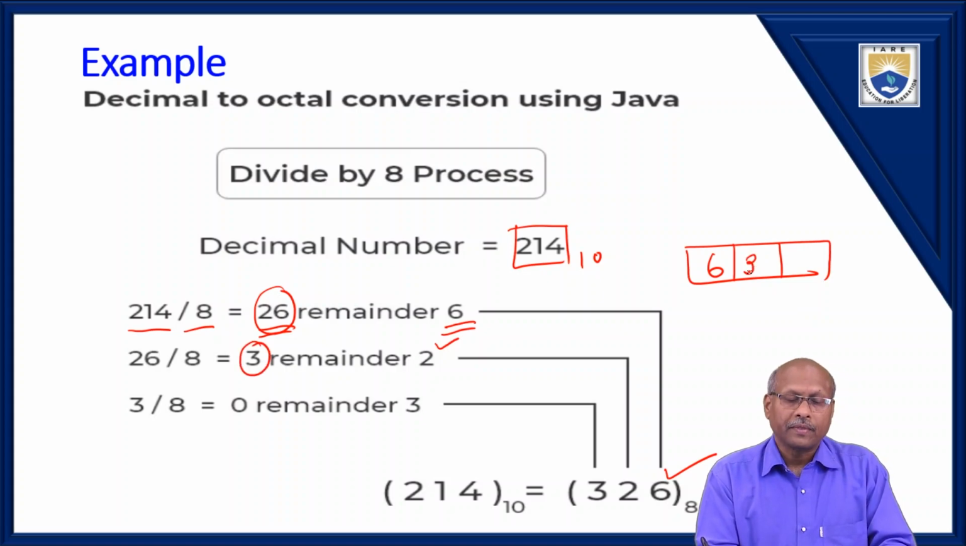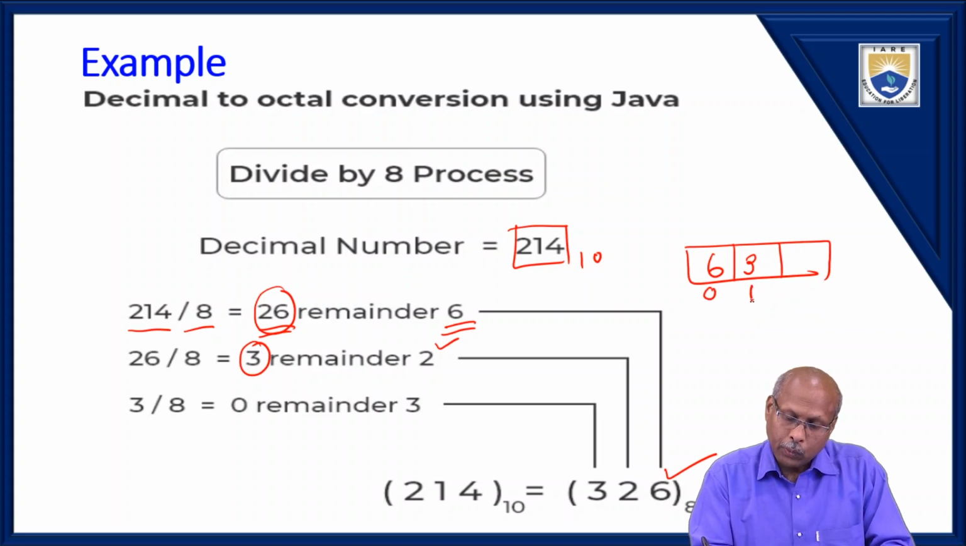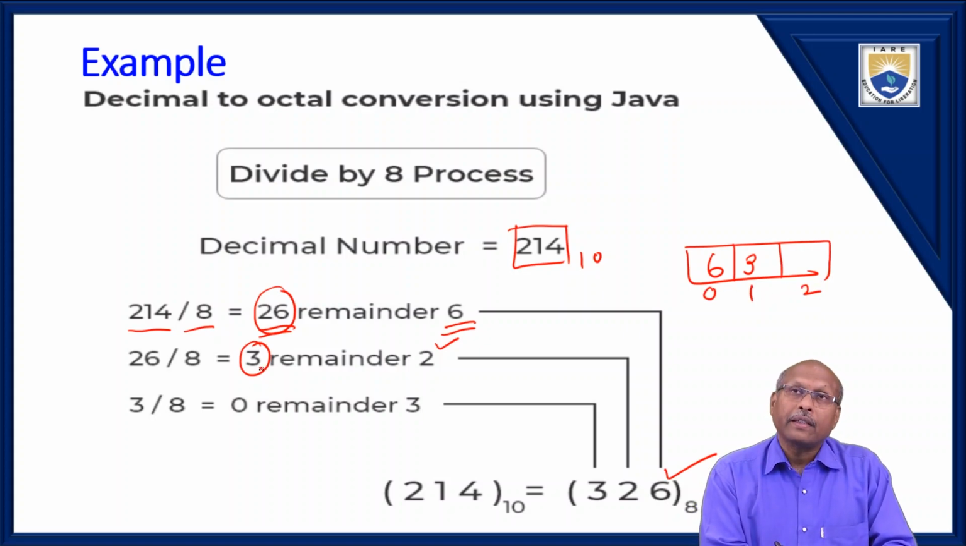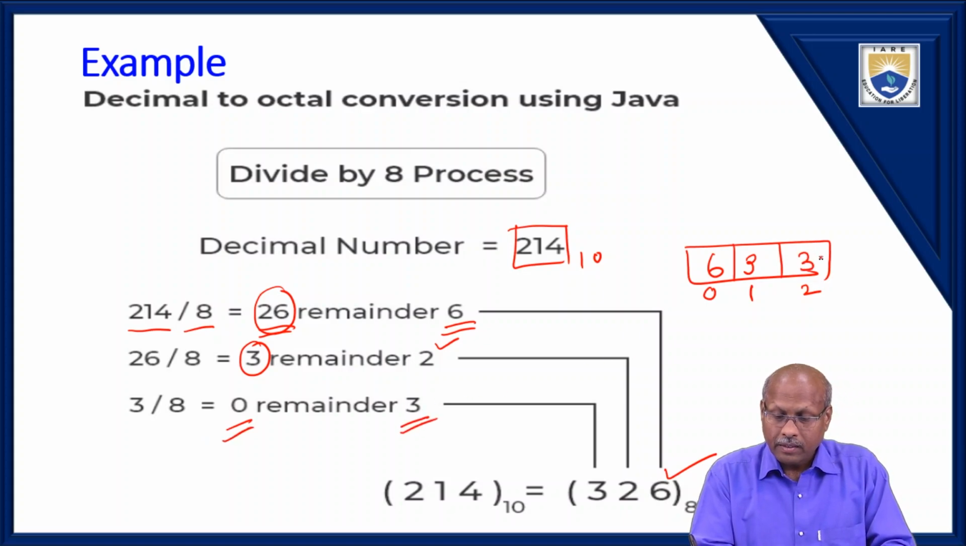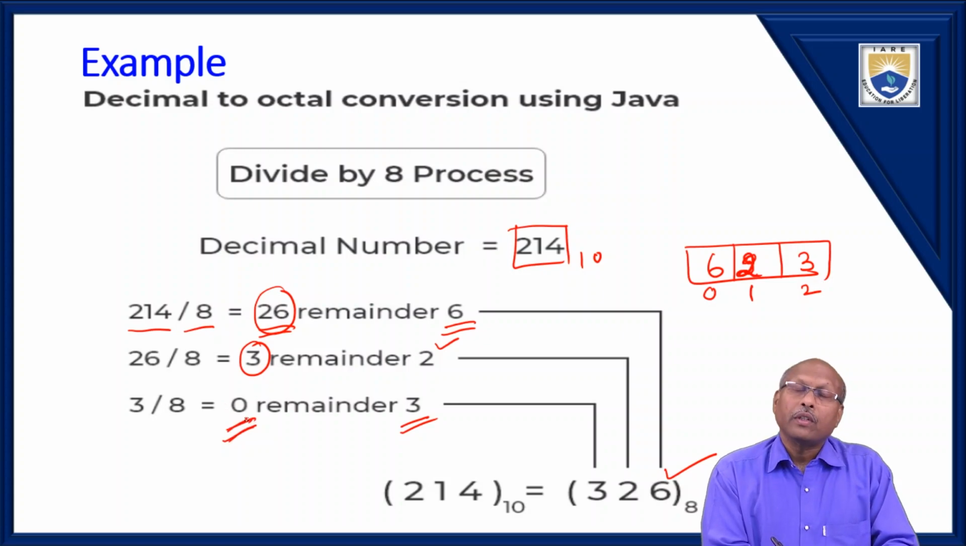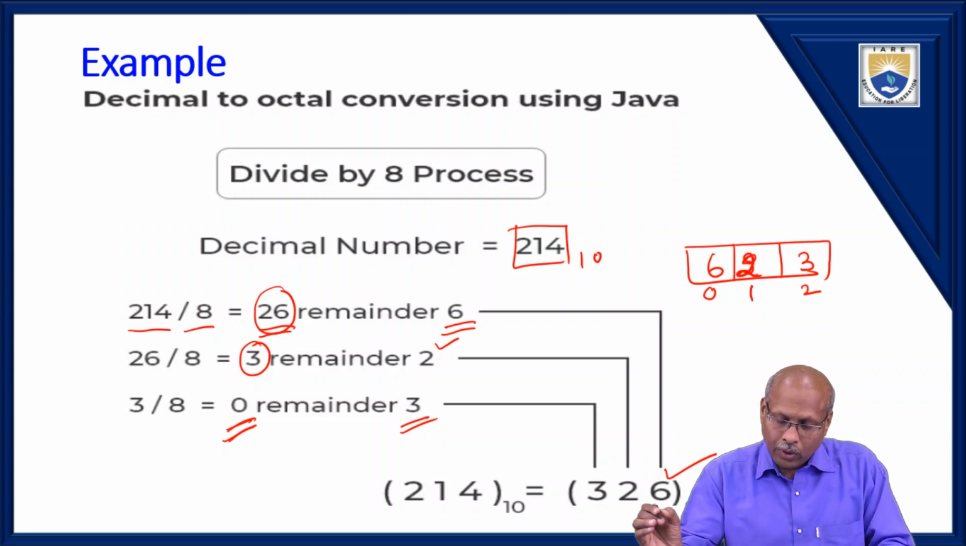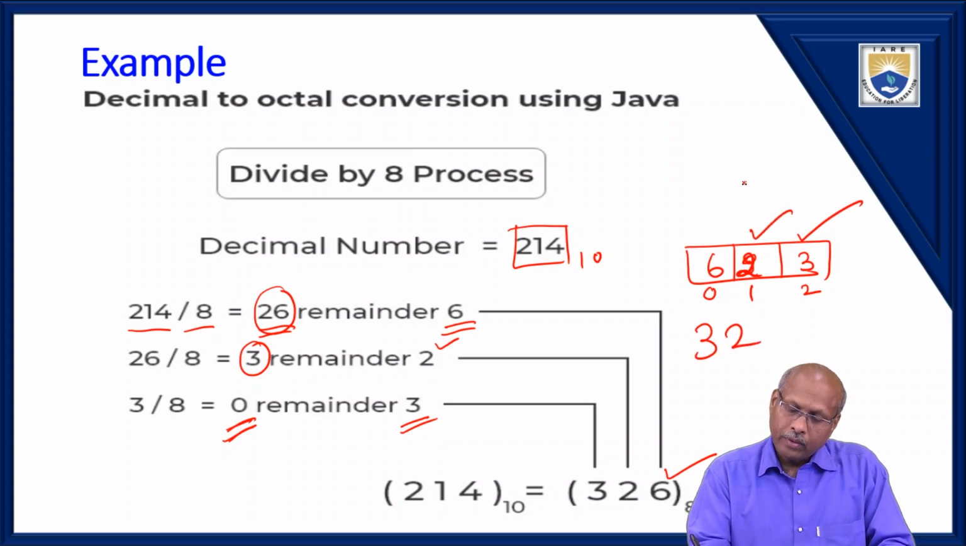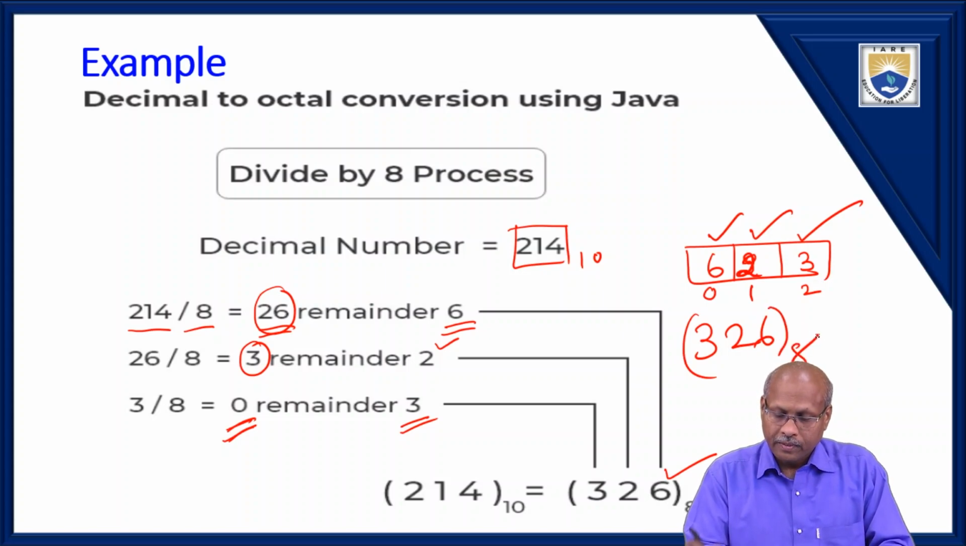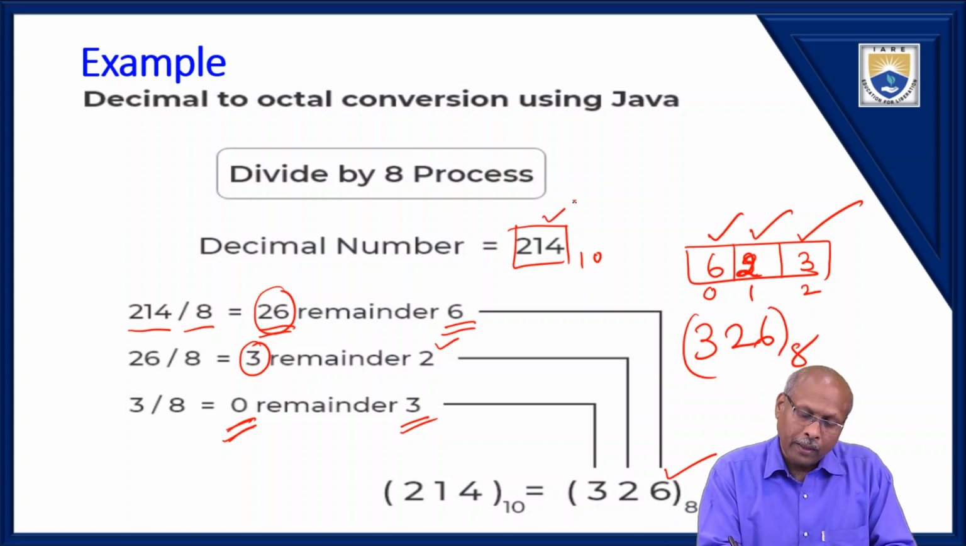You are storing in the array at the 0th position, first position, and now the second position. Now divide 3 by 8. The quotient becomes 0 and the remainder is 3. Sorry, the earlier remainder is 2, and here it is 3. Now the quotient becomes 0. Whenever 0 comes, you stop. That means your process is over. When the process is over, you come in the reverse order. So first you print 3, then 2, then 6. So 326 is my octal value. This is the octal representation of 214.